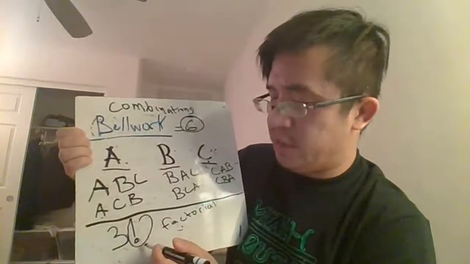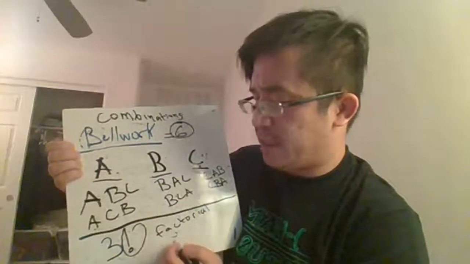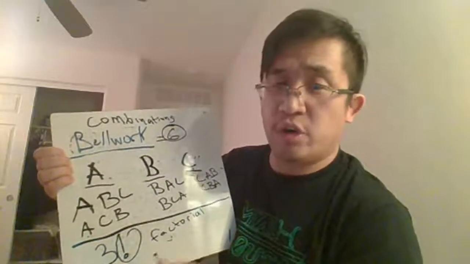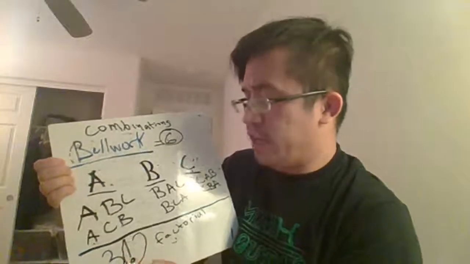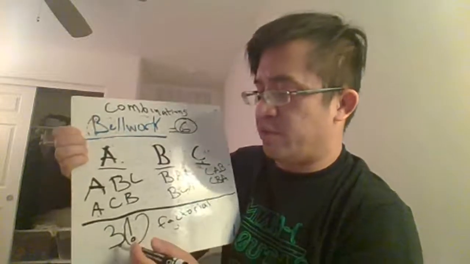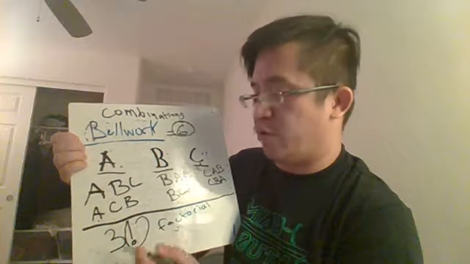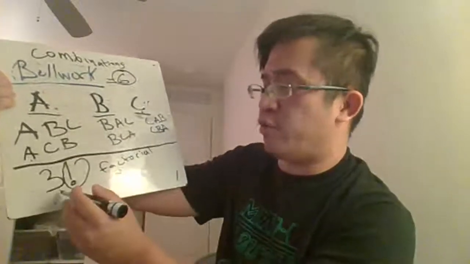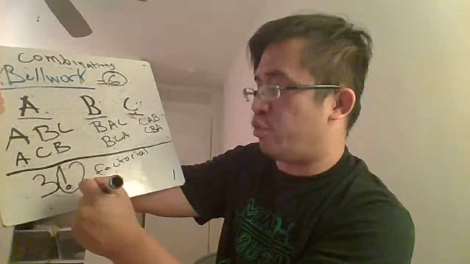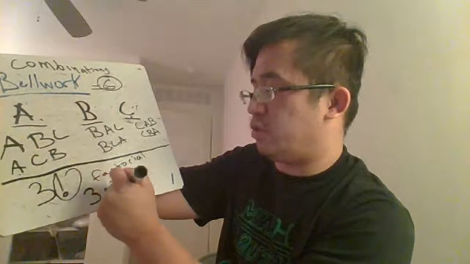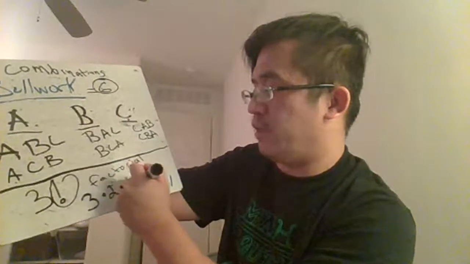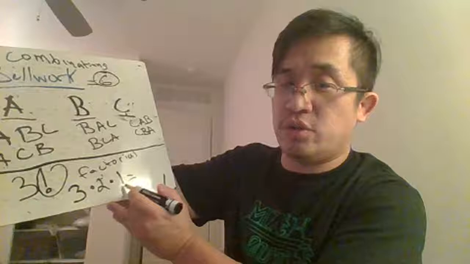So anytime that you see an exclamation mark in math, it's called a factorial. And what factorial means is this. You get every number starting with the number that you have, and you count backwards until you hit 1. So 3 factorial is actually 3 times 2 times 1. So what's 3 times 2 times 1?